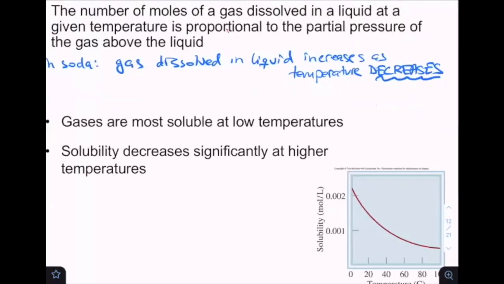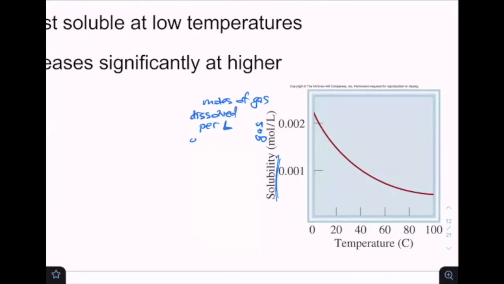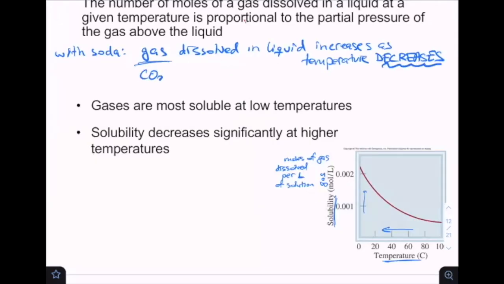In fact, that's even shown at this graph down here below. Here's the solubility. So how many moles of a gas can we get dissolved per liter? All right, this is moles of a gas dissolved per liter of solution. And here's our temperature. And you can see that as the temperature decreases, we get more of the gas solubilized in the soda. What is the gas? It's just carbon dioxide. All right, so now we know what happens when it gets warm.